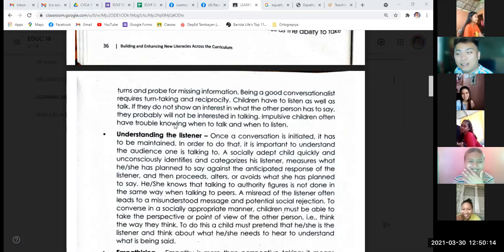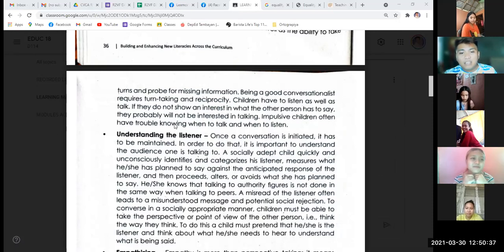So see, diba? There are different types of listener. There are different things that we need. Okay? And there are different ways on how to communicate with people. Halimbawa, si RJ, pagkausap niya si Christine, nagbabatukan pa yan. Nagmumurahan pa yan. Naglalaitan pa yan. Diba? Because that's how they communicate.